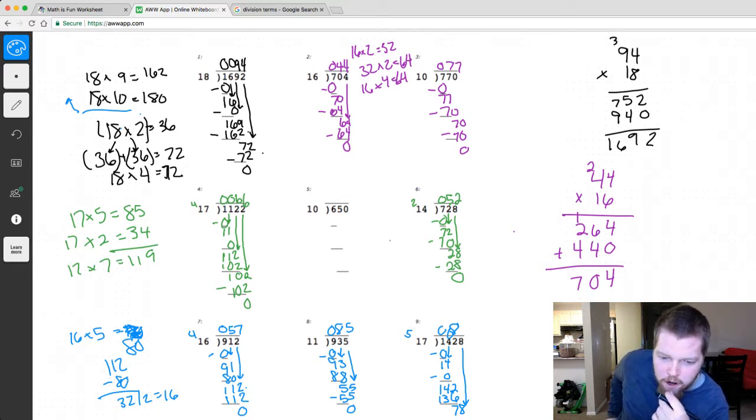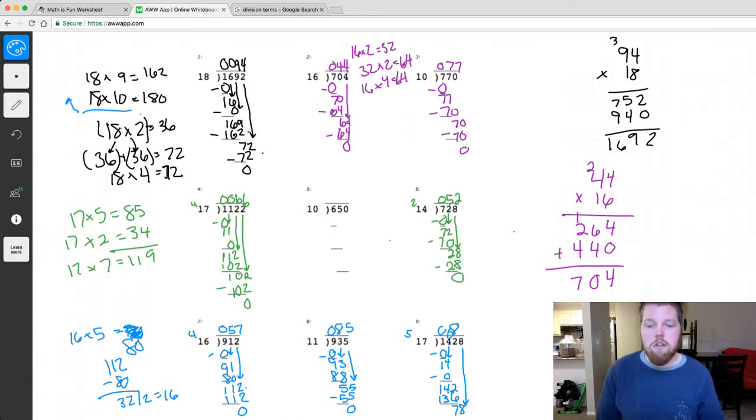Can 17 go into 78? Yes, it can. Question is how many times? 8 times 7 is 56. 5. 78. Let's see. 17 times 4. Let's try 4. See if that works.